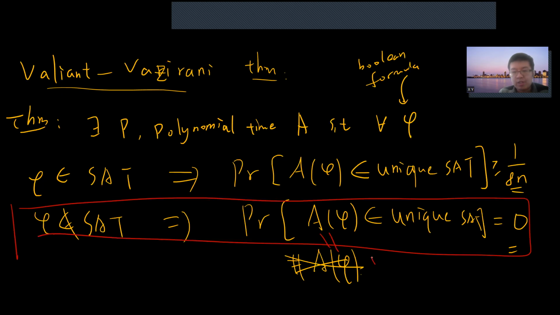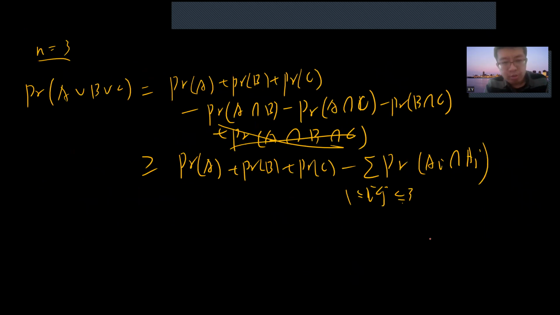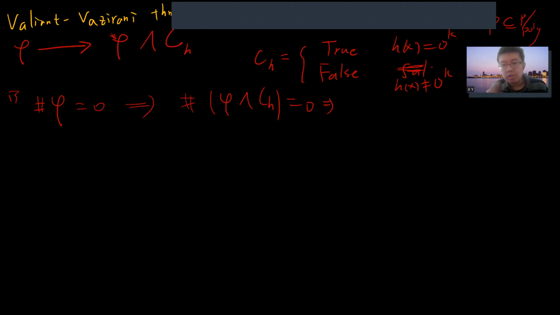So phi and some random hash function h, a pairwise independent hash function. The rest is the proof: you need to prove that phi and C_h has, with high probability, only one solution. Here comes probably the most difficult part.